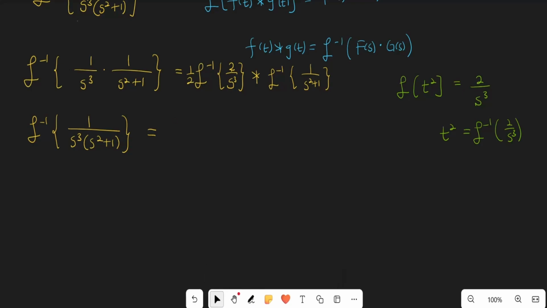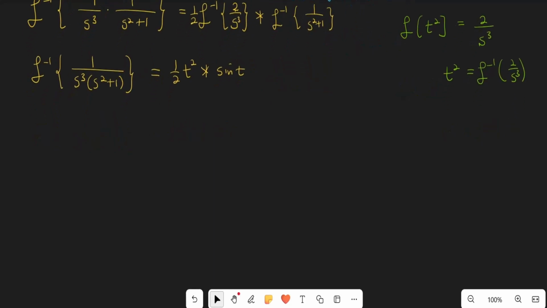So this one is going to be 1/2 times t squared, and this is convoluted with the Laplace inverse of 1 over s squared plus 1. If we are familiar with our Laplace tables, this one is just going to be the sine of t. So the Laplace inverse of our function 1 over s to the third multiplied by s squared plus 1 is just 1/2 t squared convoluted with sine of t.